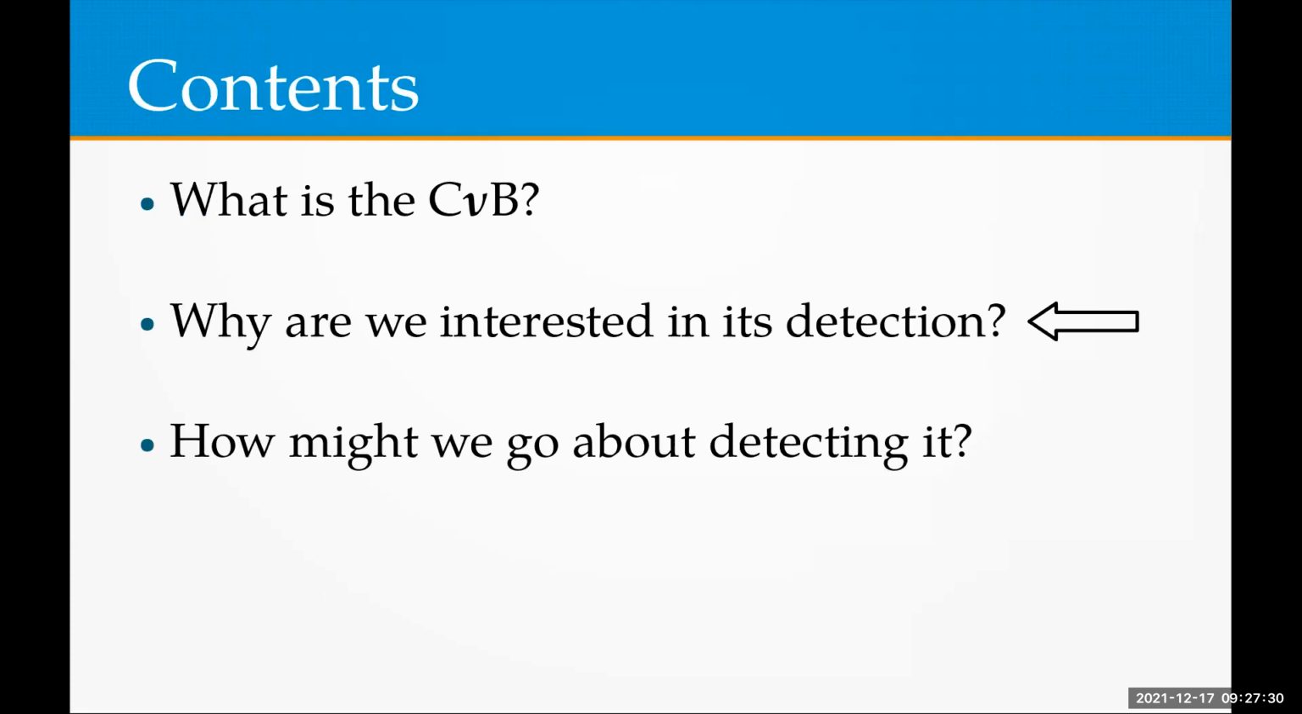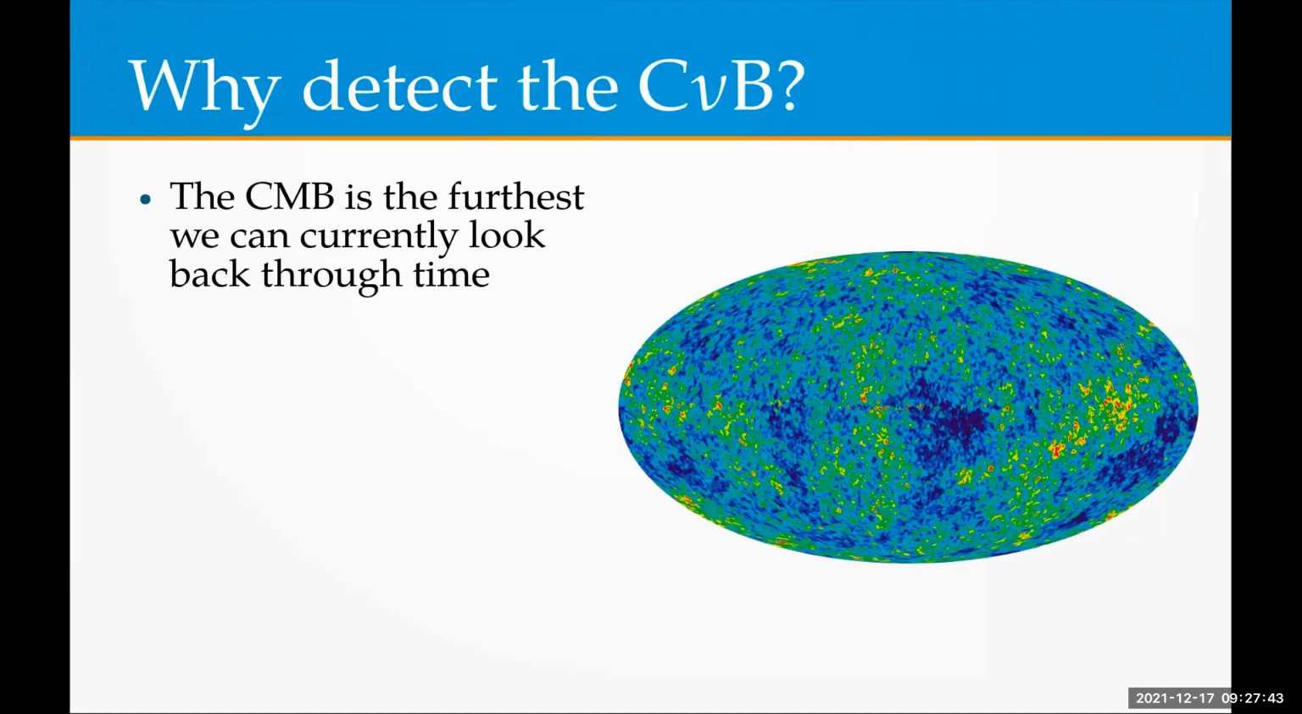So next, I want to move on to answering the question as to why we're actually interested in detection. Now, hopefully that should already be somewhat clear from what we've already discussed, but I want to spell it out in detail. So, as I've already mentioned, the cosmic microwave background is currently the furthest that we can look back through time, and this occurred about 300,000 to 400,000 years after the Big Bang. The cosmic neutrino background, on the other hand, is from about 1 second after the Big Bang. So if we can observe the cosmic neutrino background, we can look back significantly further through time.